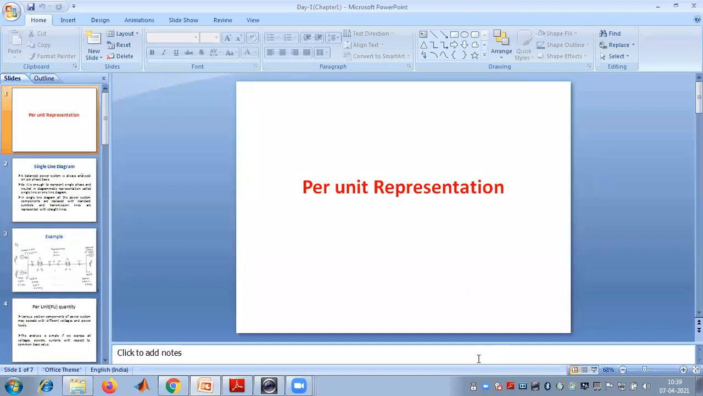Now, does anyone have any doubt? If you have any doubts regarding this, please raise your hand so that I will give you control to unmute yourself.